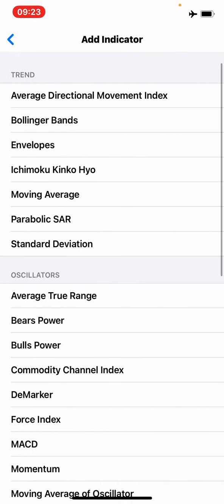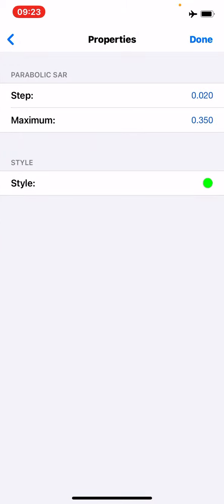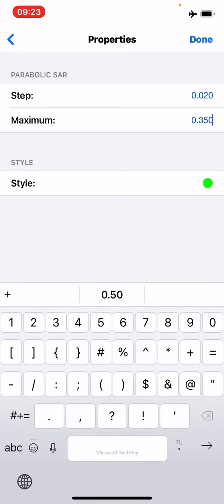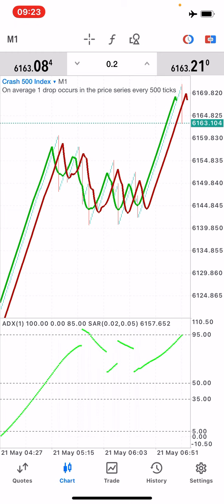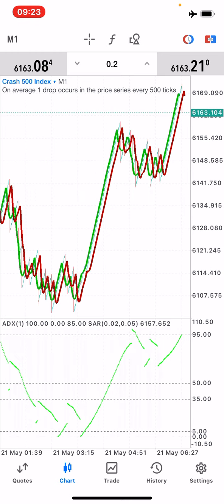So I'll choose indicator window 1, then go to parabolic SAR, and it is going to have the following settings: a max of 0.05, a step of 0.2, a style of green. You can choose any color of your choice. I'll choose green, then done. And as you can see, we now have our charts.